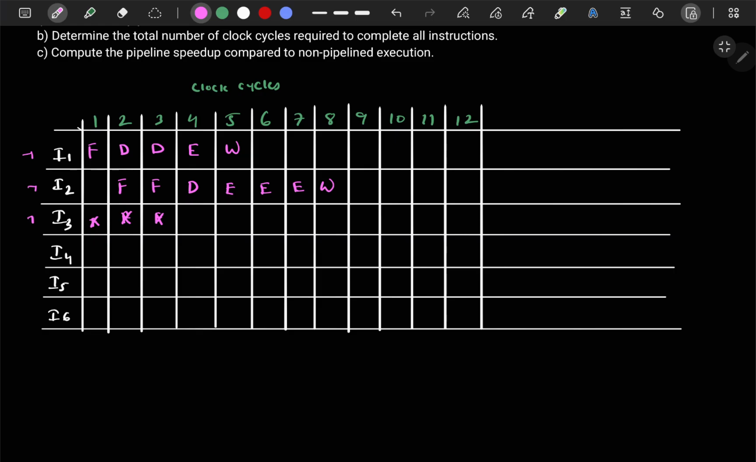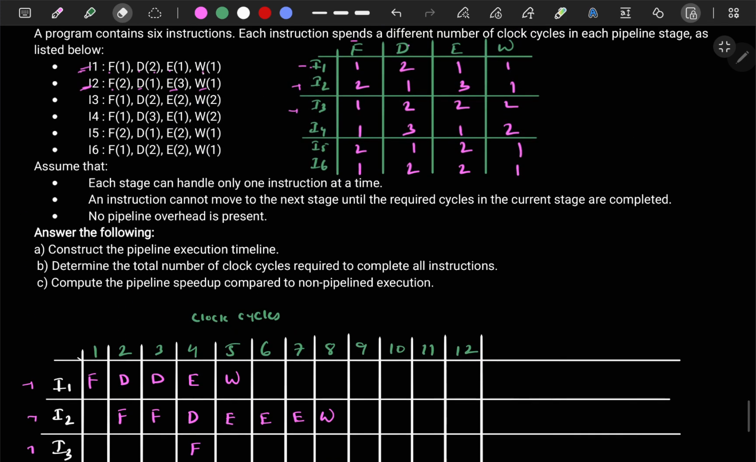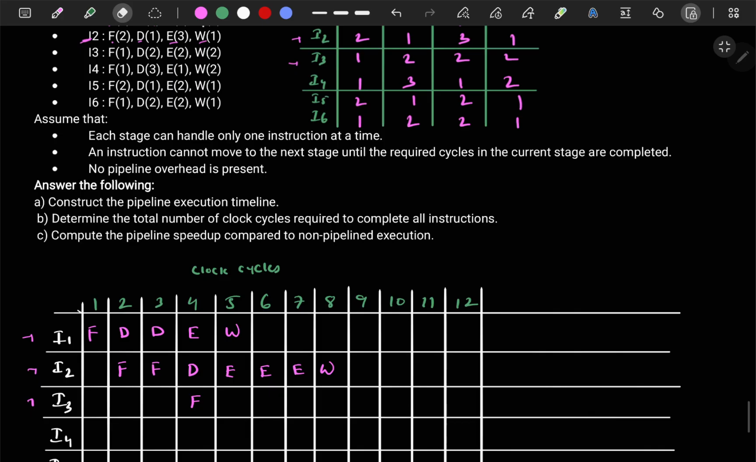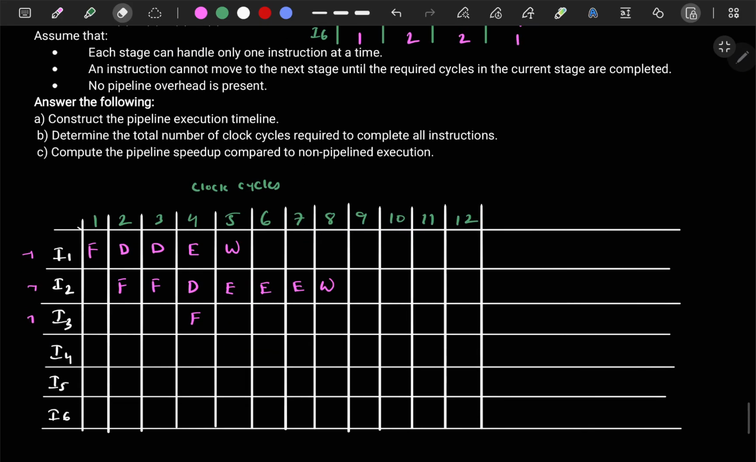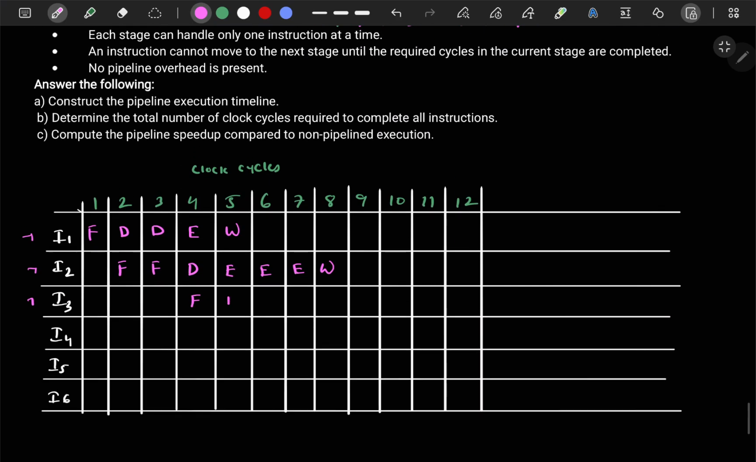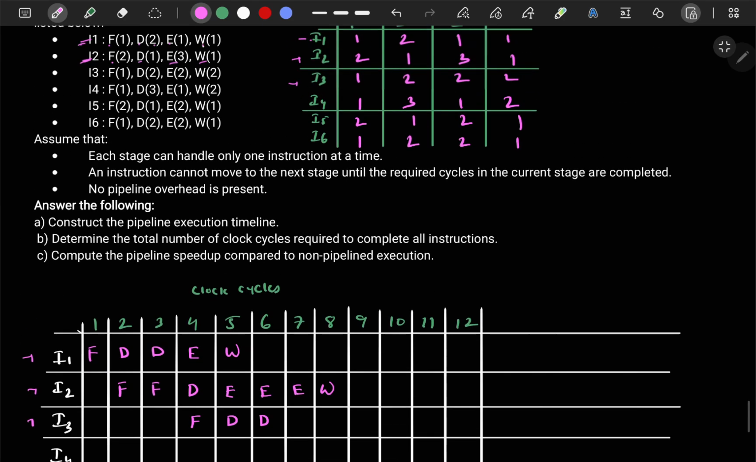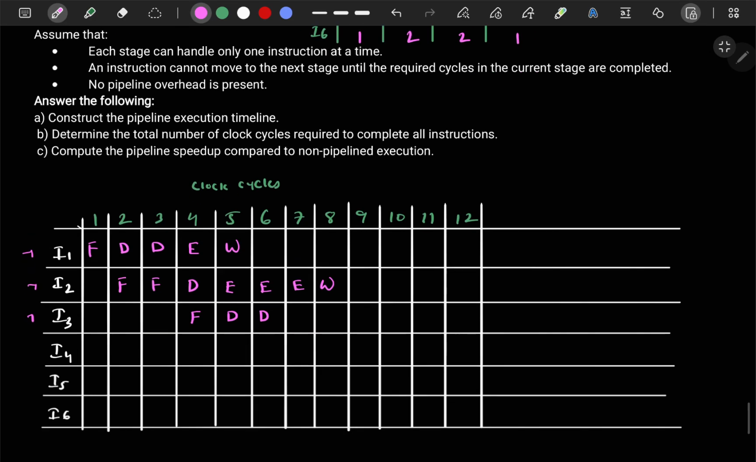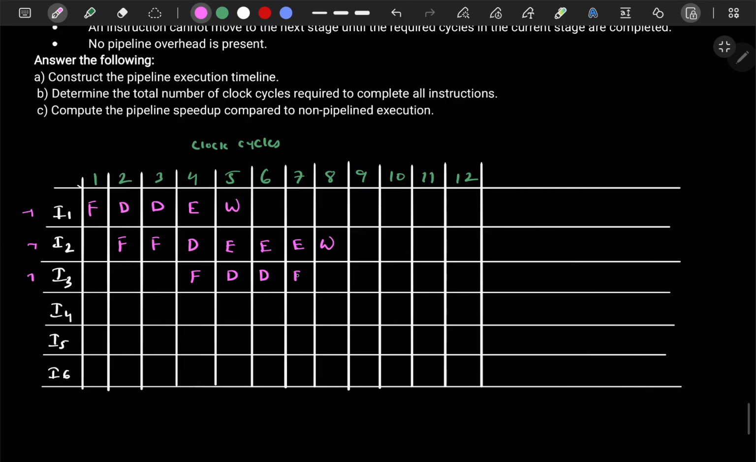So you have to start your fetch from the 4th clock cycle. Your fetch phase began from the 4th clock cycle. Now how many cycles are required for fetching for I3? Only 1, so you write it once. Now coming to decode, it is taking 2 cycles, so decode 2 times, and for execution it is taking 2 cycles.